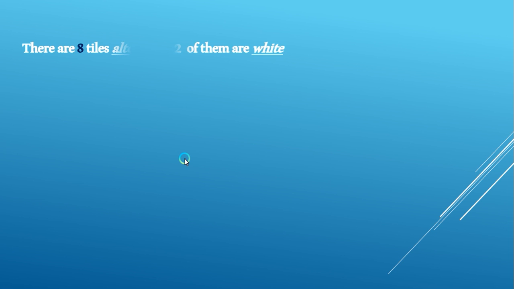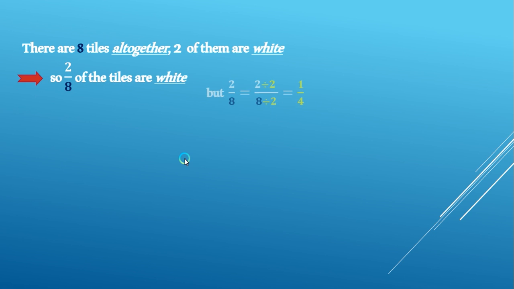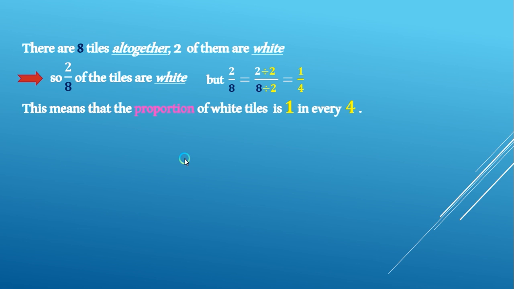For example, here there are 8 tiles all together, so the whole is 8. 2 of them are white, so the proportion will be 2 over 8 of the tiles are white. After simplifying 2 over 8 by dividing by 2 in the numerator and in the denominator, I will get 1 over 4. What does the proportion 1 over 4 mean? That means for any one blue tile, I have 4 from the total. Be careful.